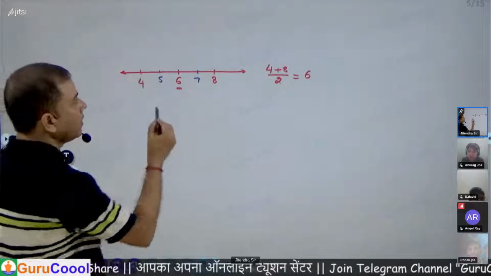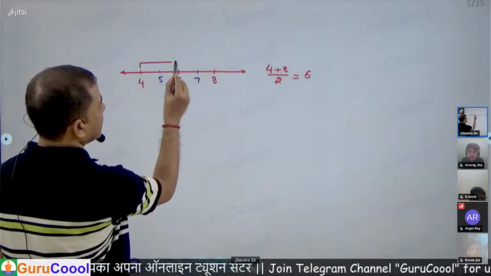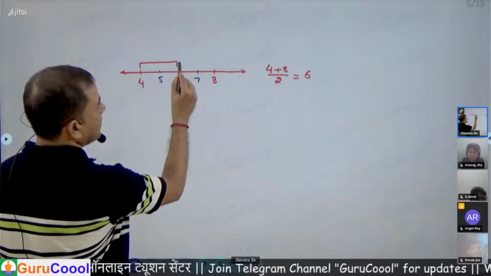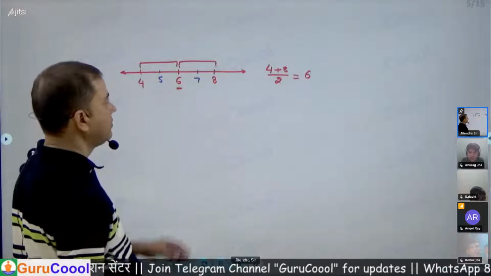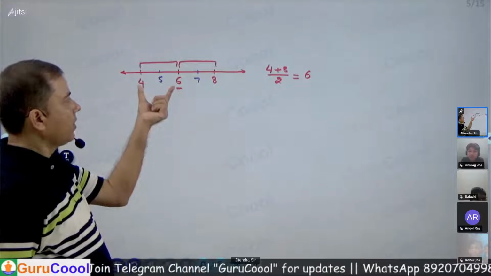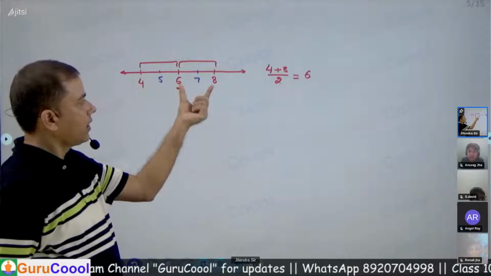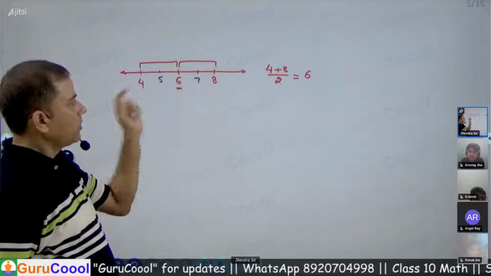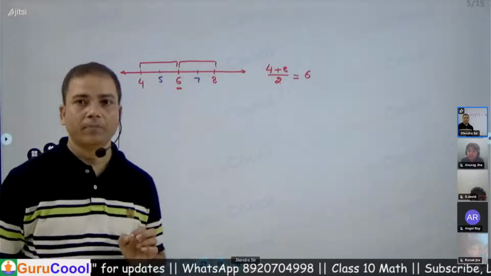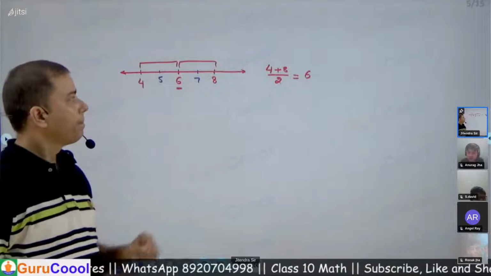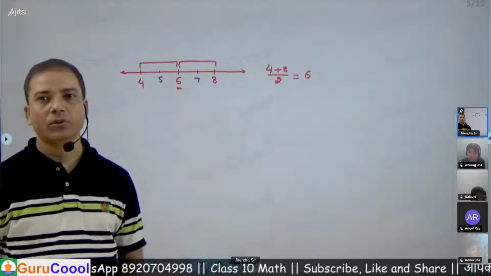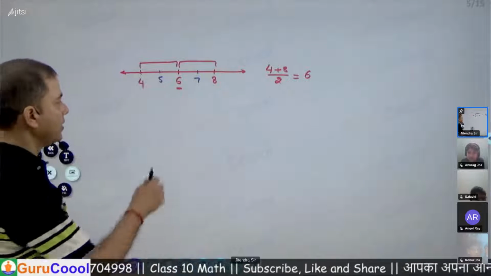Yes, sir. Distance between 4 and 6, distance between 6 and 8 are equal. So 6 is the central, 6 is the middle number. And this is how you can find it. Let's take more examples.